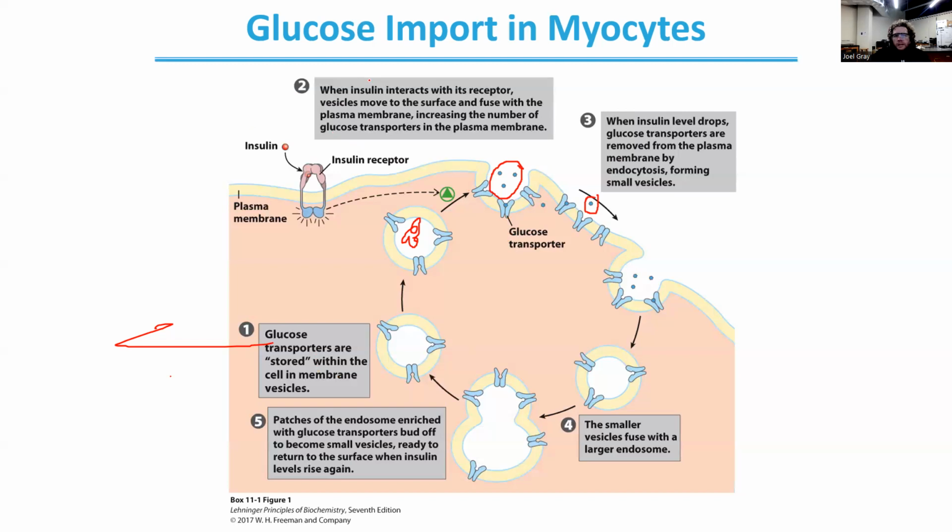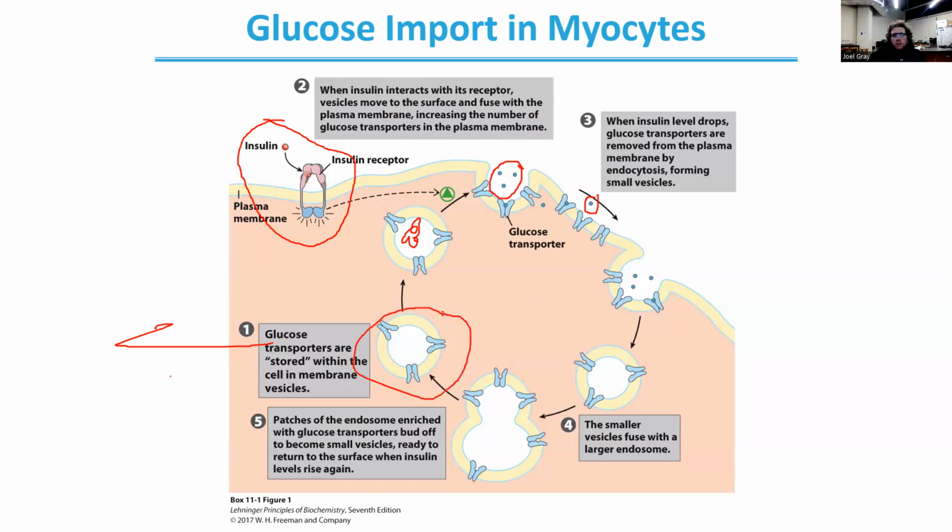But when insulin interacts with its receptor, vesicles move from the interior to the surface, and it's that fusion that actually causes this to take place. So when insulin interacts with its receptor, which is illustrated right here, vesicles move to the surface and fuse with the plasma membrane, increasing the number of glucose transporters in the plasma membrane. So these glucose transporters are upregulated in the presence of insulin. Now, when insulin levels drop, glucose transporters are removed from the plasma membrane through a process known as endocytosis.